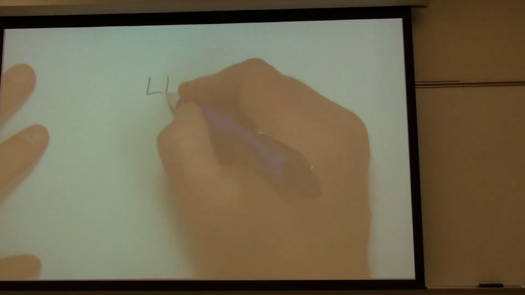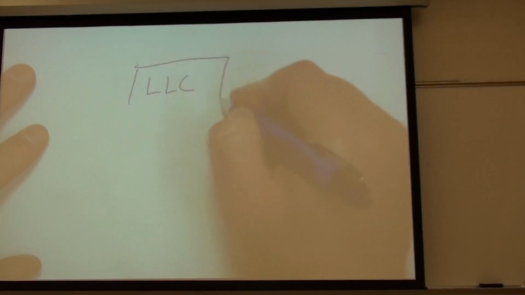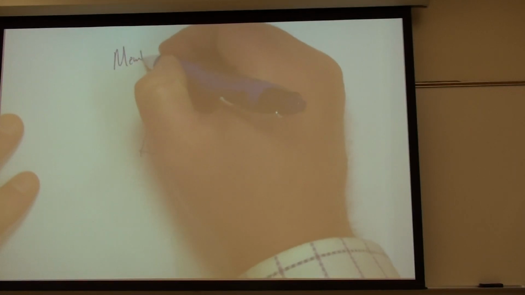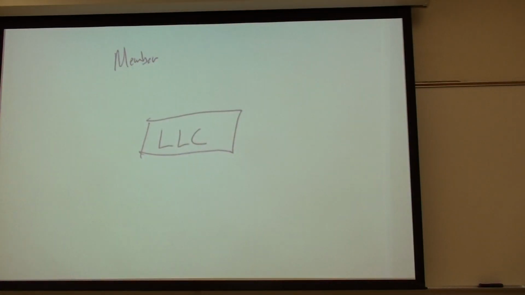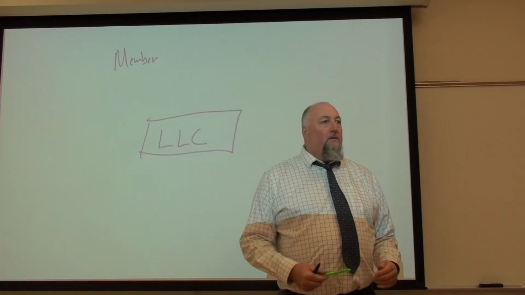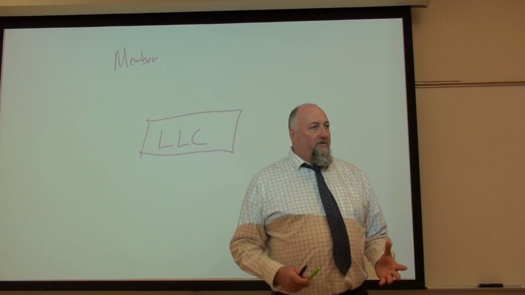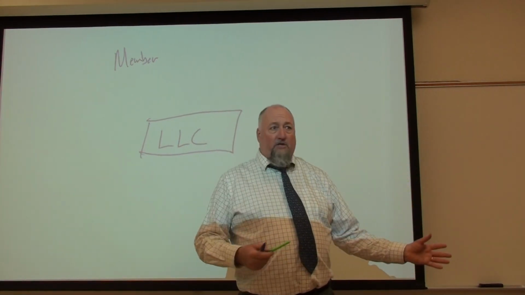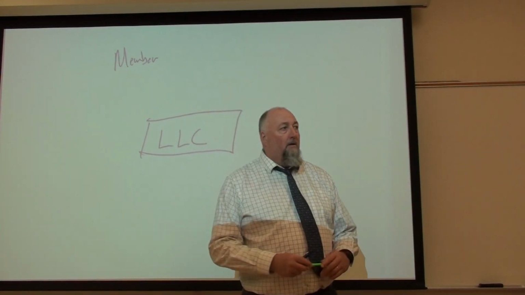So LLCs are fairly new. The owner of an LLC is called a member. LLC stands for Limited Liability Company. And when I say fairly new, they've been around since the 1990s, which is fairly new. Corporations have been around, again, going back to ancient Greece and Rome and all that.